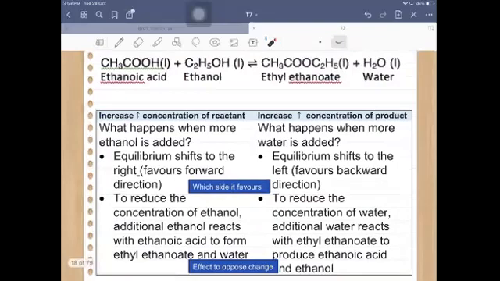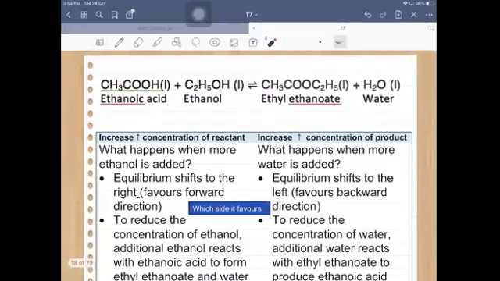Explanation: equilibrium will shift to the right. That means the forward reaction is being favored. The reason is that, to reduce the concentration of ethanol, which is the one being added extra, the ethanol needs to react with carboxylic acid to form ethyl ethanoate and water.